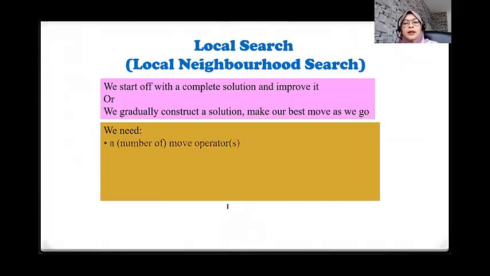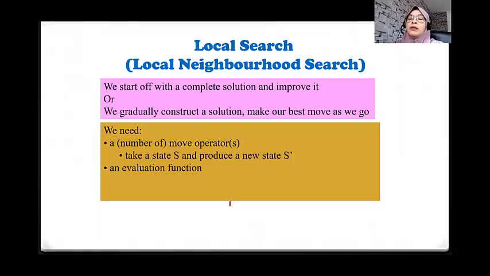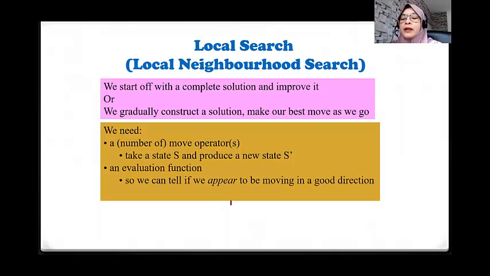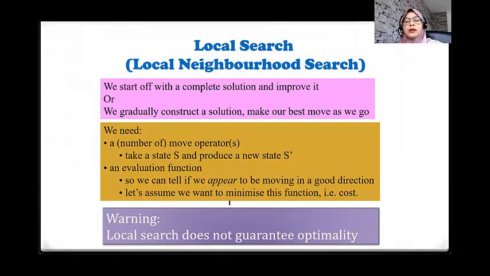So we need a number of move operators that take a state S and produce a new state S prime. When we produce a new solution, a new state, we have to evaluate this new solution so we can tell if we appear to be moving in a good direction. Let's assume we want to minimize this function, that is, we want to minimize the cost. Be careful, local search does not guarantee optimality.